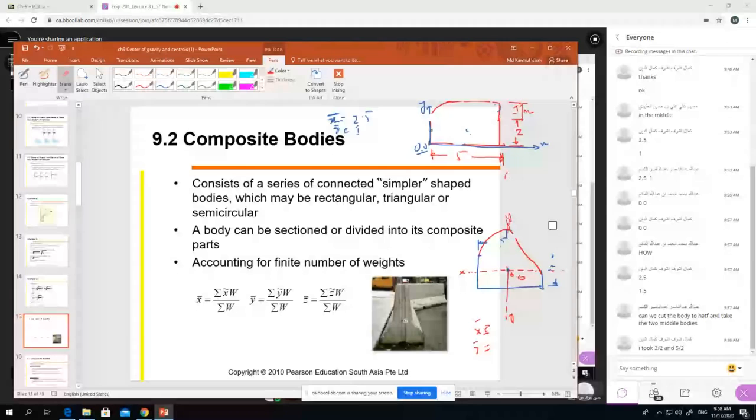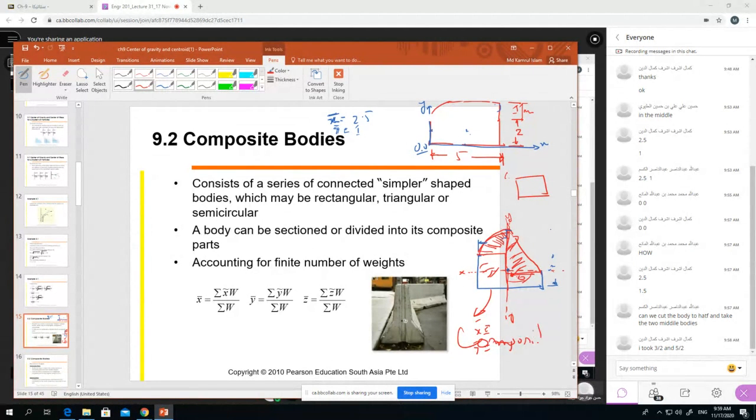Then now we have some triangle. This looks like a triangle, this looks like a rectangle, this looks like a semicircle, or rather a quarter circle. So like this, right? So at the beginning it was just a rectangle. Now our shape has become this kind of shape, which is called a composite shape, right? Composite body, composite shape, or composite body.